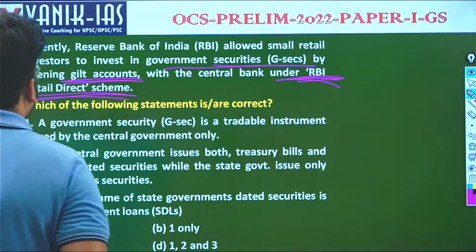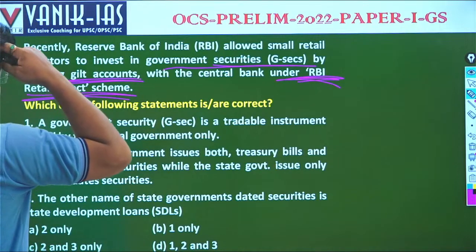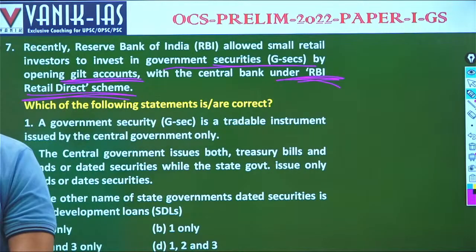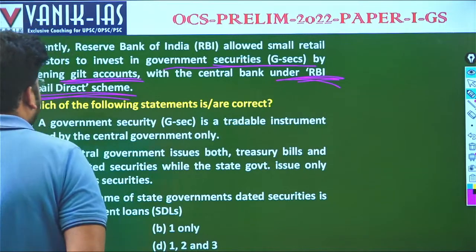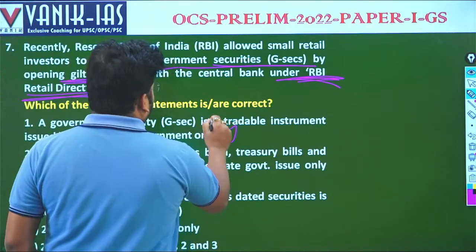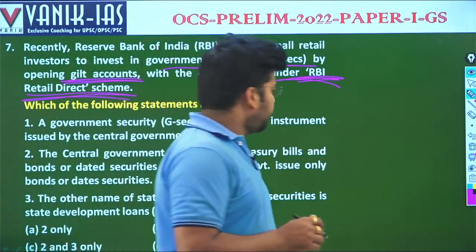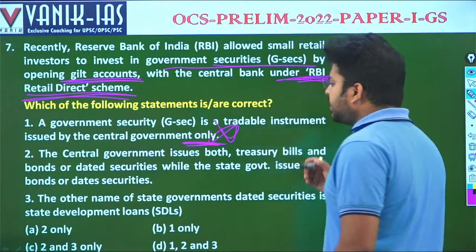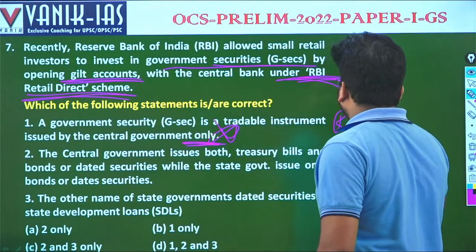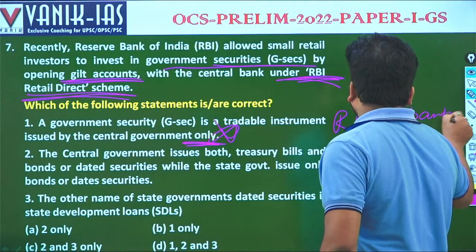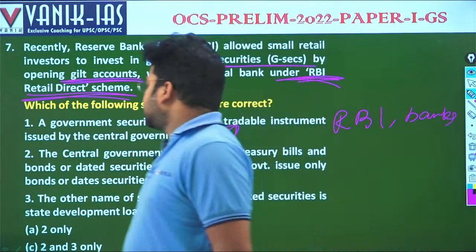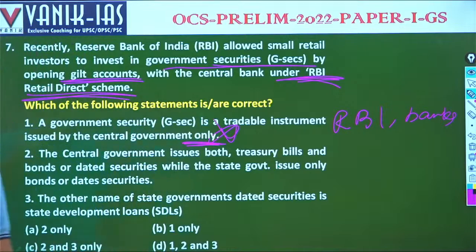Which of the following statements are correct? A government security, G-Sec, is a tradable instrument issued by the central government only. This is wrong. Whenever you see the word only, chances are that the answer is wrong. The statement is wrong. It is issued by the central government and also by state governments. The central government issues both treasury bills and bonds or dated securities, while state governments issue only bonds or dated securities. Next.